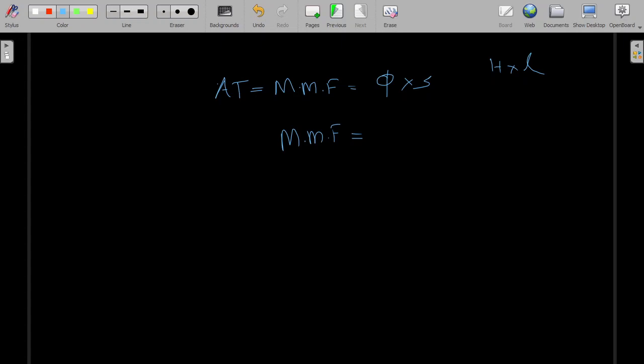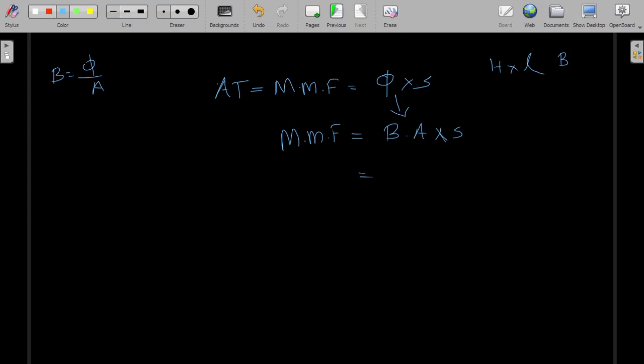So I will substitute this phi. We know that phi is magnetic flux. If we have B, that is magnetic flux density, then you can find the magnetic flux, that is B into A. Why? Because magnetic flux density B is phi by A, so B into A is phi. So B into A into S is our equation.